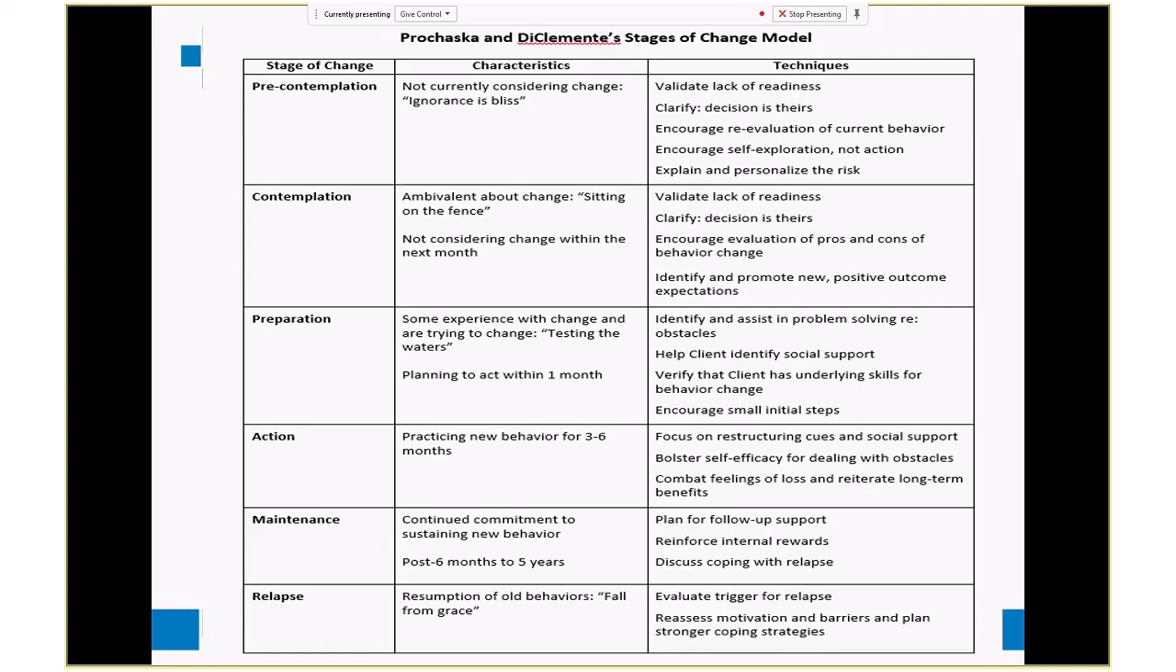So how do we use this to motivate clients to work on change? In your package, you were given a piece of paper with this on there. I would recommend that you spend some time and take a look at this on your own time. You can see that it talks about each of the stages of change and the different techniques that a clinician can use to try to move the client further through the different stages of change so that we get to the golden stage, which is maintenance.